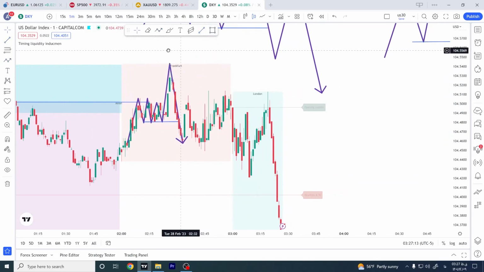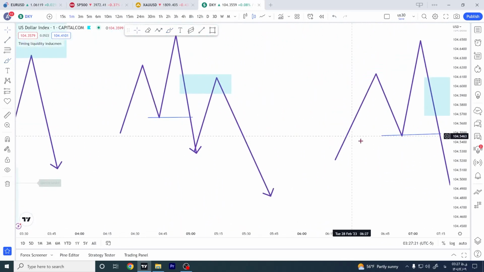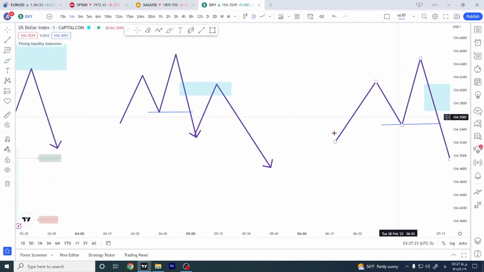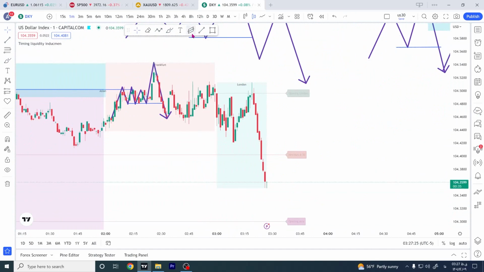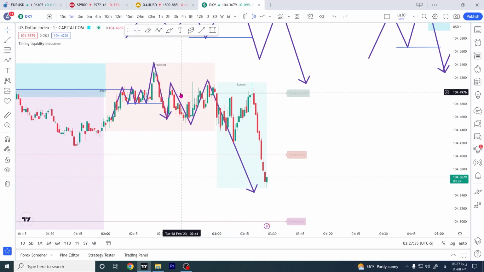So we can enter the market on this imbalance because it is an imbalance and it is important, or we can enter the market with the pattern that I talked about. We have our liquidity point here, it came up and grabbed it and went to the downside.